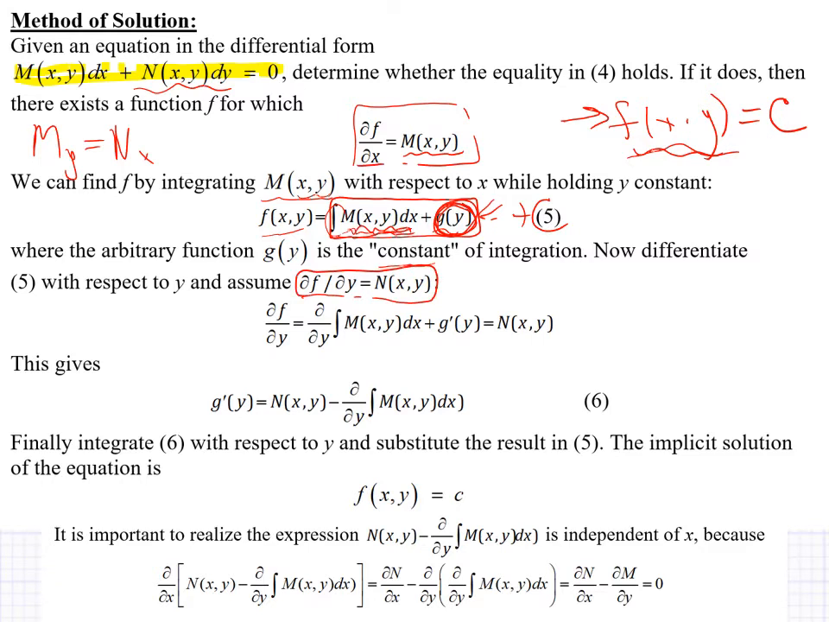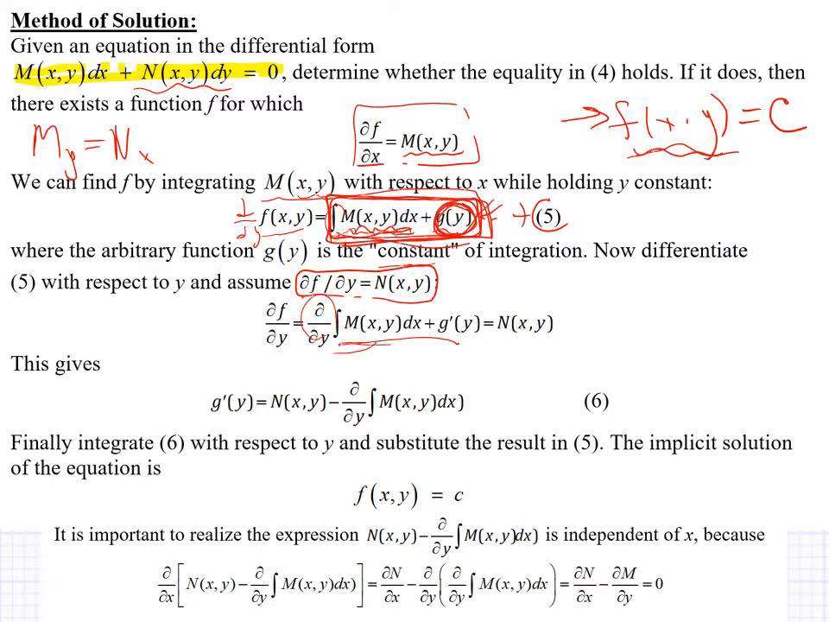Okay? All right, well, if this thing right here is what f equals, if I take the derivative of f with respect to y, then I should take the derivative of this with respect to y. So I'm going to take the derivative of this piece with respect to y. And what am I going to do?